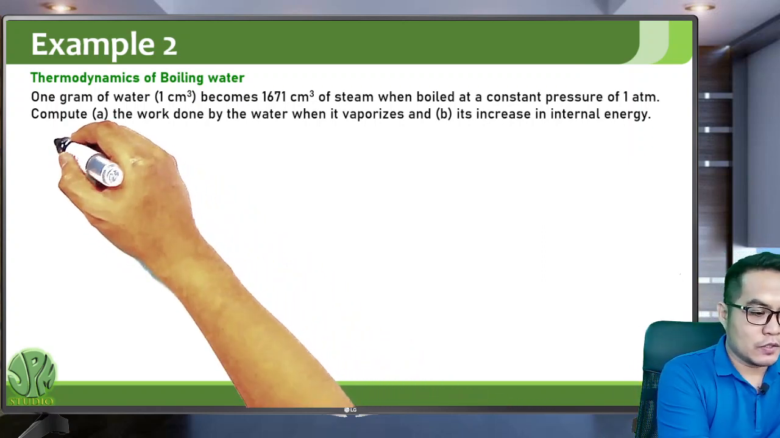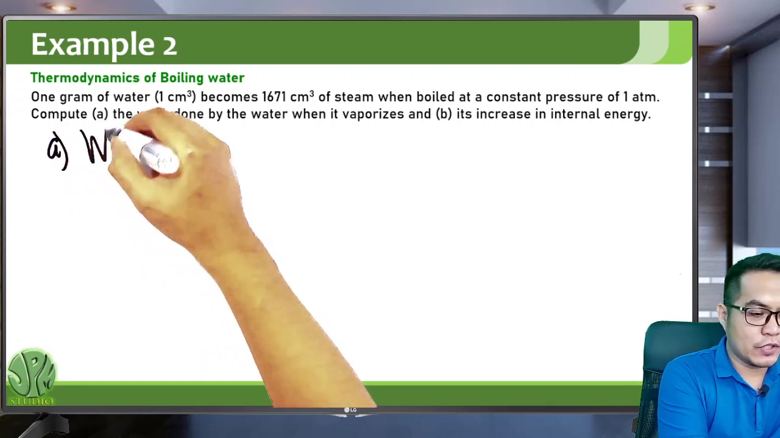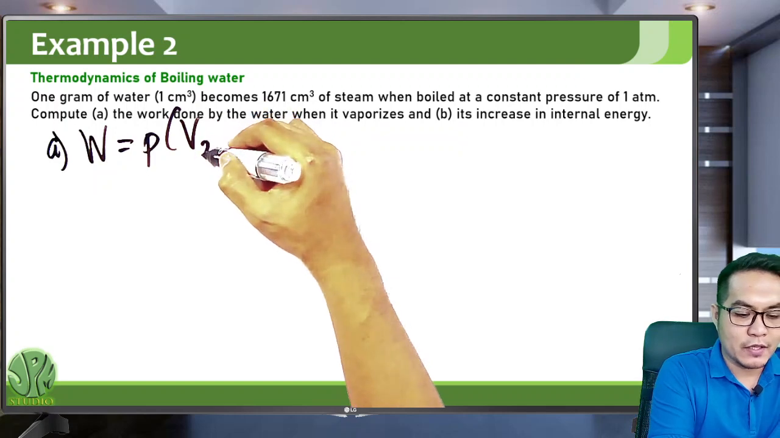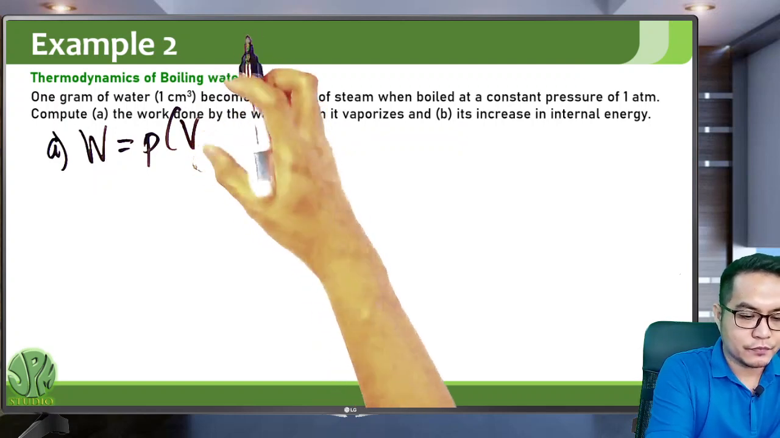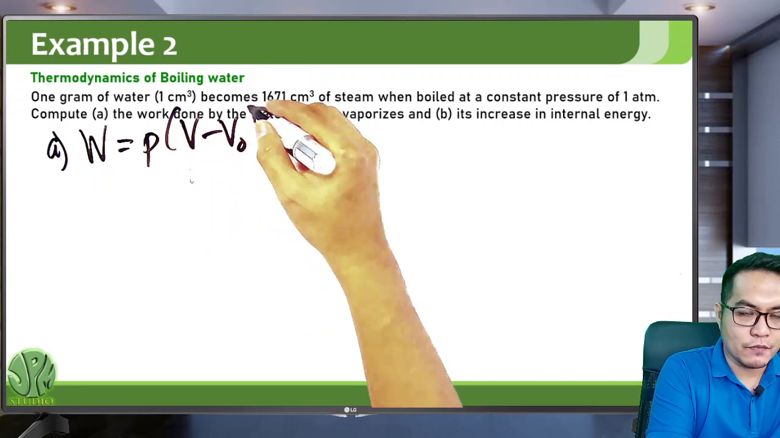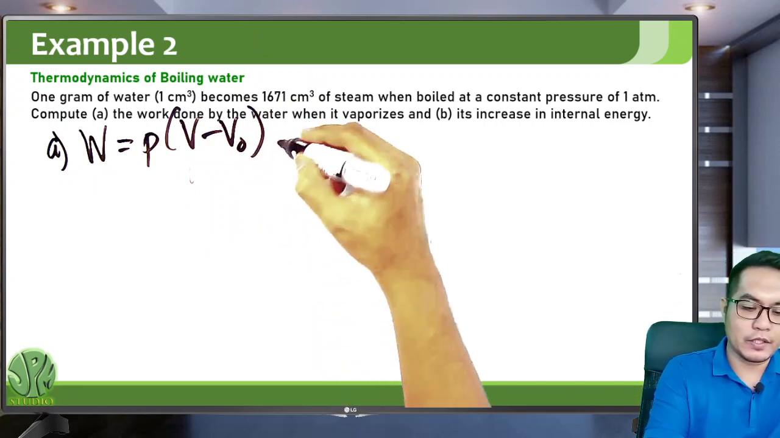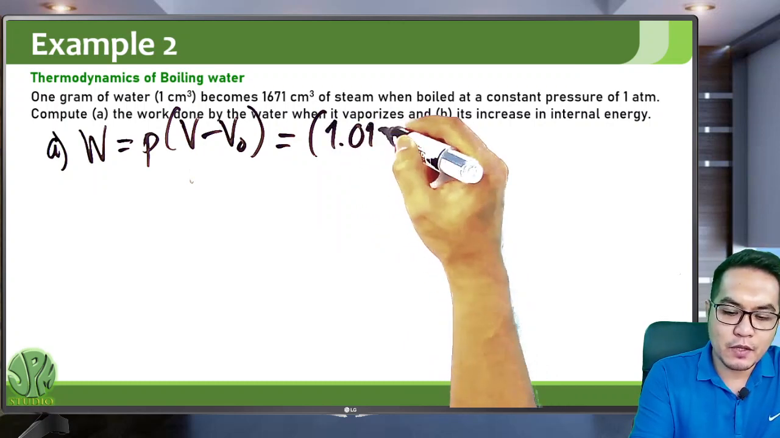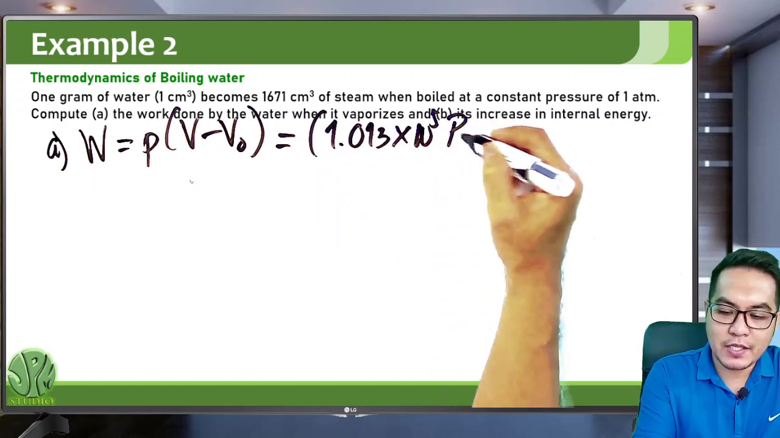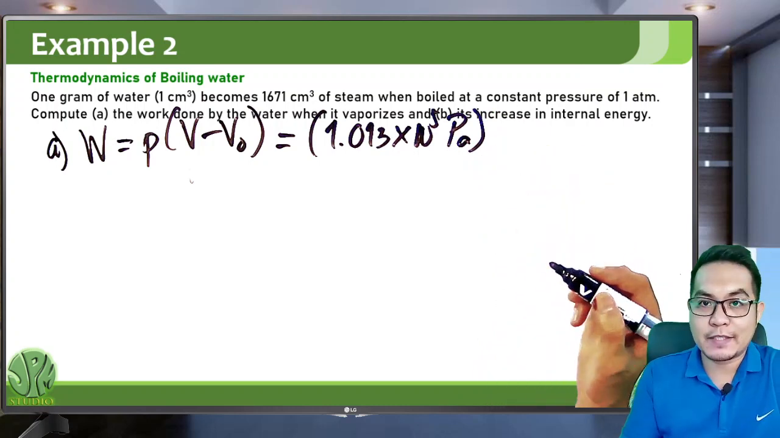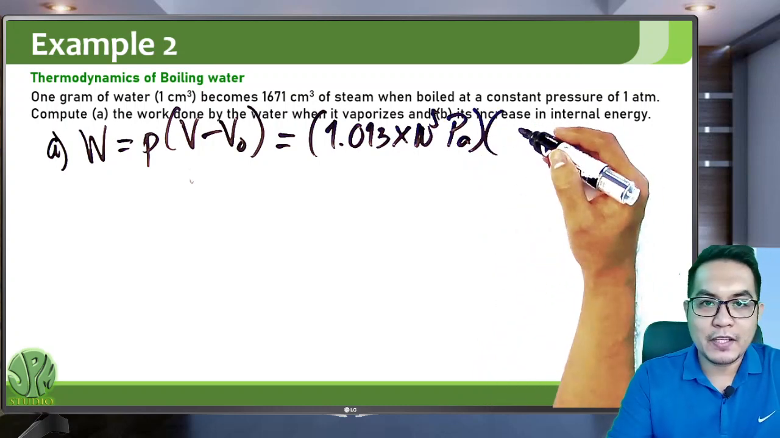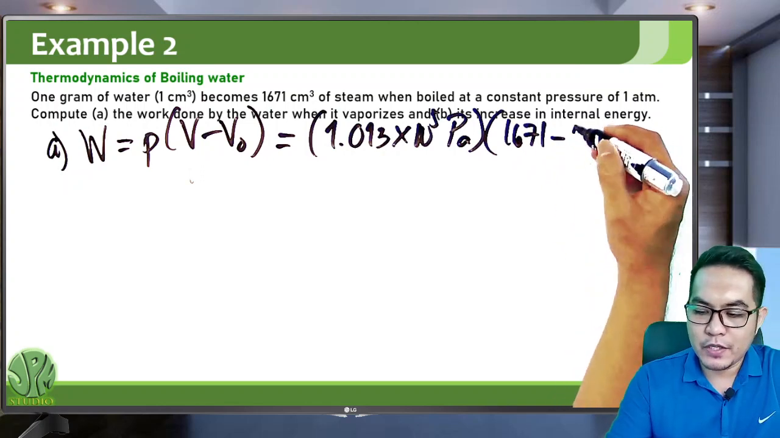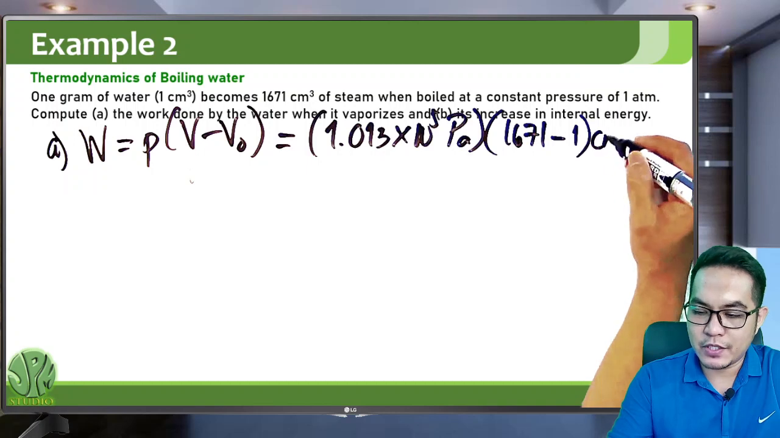Okay. So the work done for a volume change is just the pressure times the change in volume. So final volume minus initial volume, V minus V naught. The pressure here is 1 atm, that's actually 1.013 times 10 to the 5 Pascal. Take note, the standard unit of pressure is Pascal. Final volume is 1,671, initial volume is 1 centimeter cube.